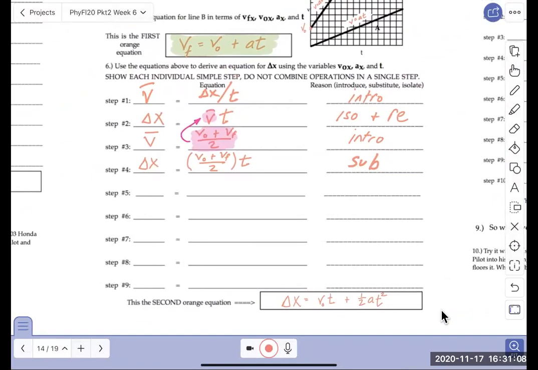Right. So because we derived the first orange, that's going to cut a step off our derivation. So let's just, first we got to introduce it though. We're like a lawyer. Got to introduce your evidence. V final equals V naught plus AT.